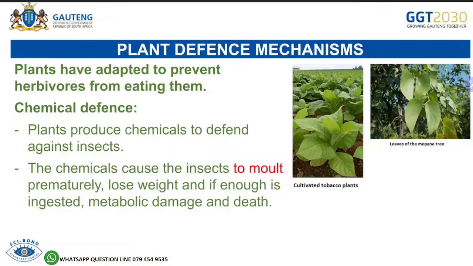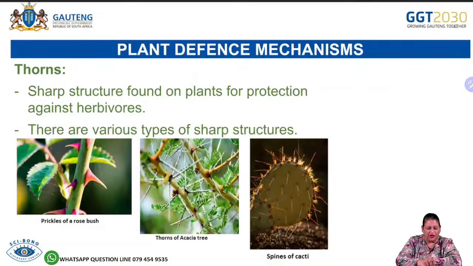Welcome back, learners. Sorry for that technical error. We just go back to looking at plant defense mechanisms. First of all, you need to know that plants have adapted to prevent herbivores from eating them, and that is by means of a chemical mechanism whereby the leaves can turn bitter, right? And you also have, for example, another defense mechanism whereby you have thorns, like the prickles on a rose bush, the thorns of an acacia tree, the spines of a cactus. So these are mechanisms that prevent the animals from eating them.